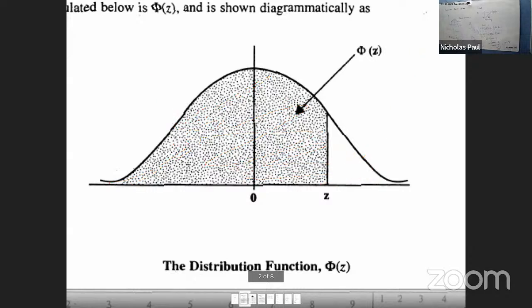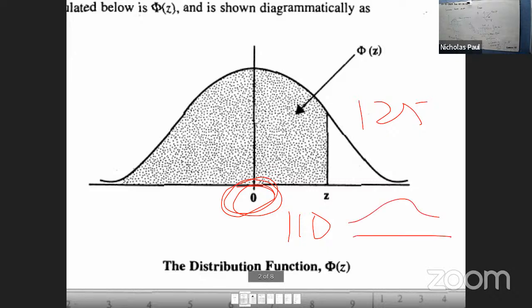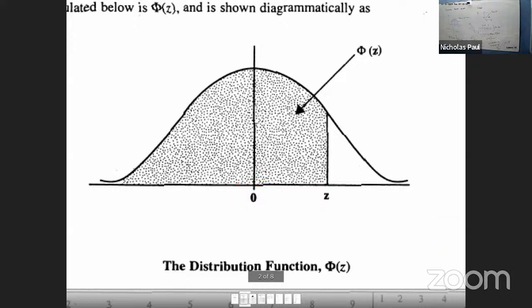But here's the problem. If I were to do a normal distribution for male and a normal distribution for female, the shape will be the same. But the values here will not be the same. The average height for a woman might be 110, and the average height for a man might be 125. So therefore, I will have to learn a whole set of distributions. I don't want that stress.